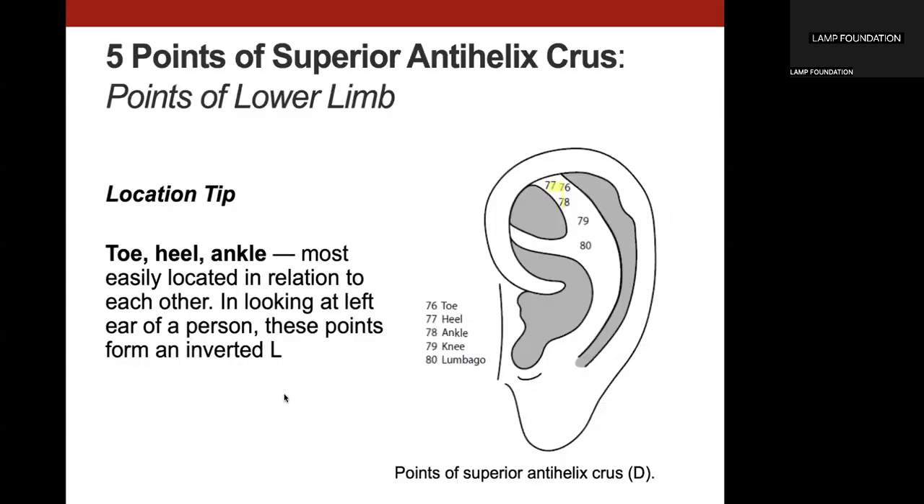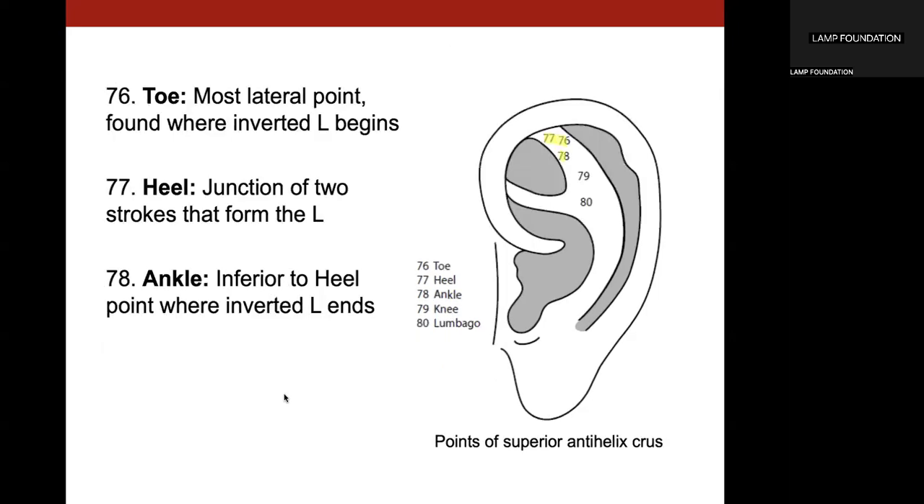Okay, let's start with the points of the lower limb. These are the 5 points of the superior antihelix Crus. The toe, heel, and ankle are the most easily located in relation to each other. In looking at the left ear of a person, these points form an inverted L. So 76 is the toe point. This is the most lateral point found where the inverted L begins.